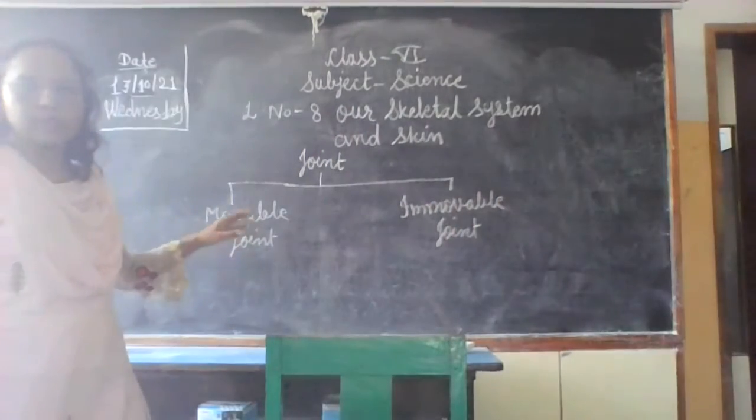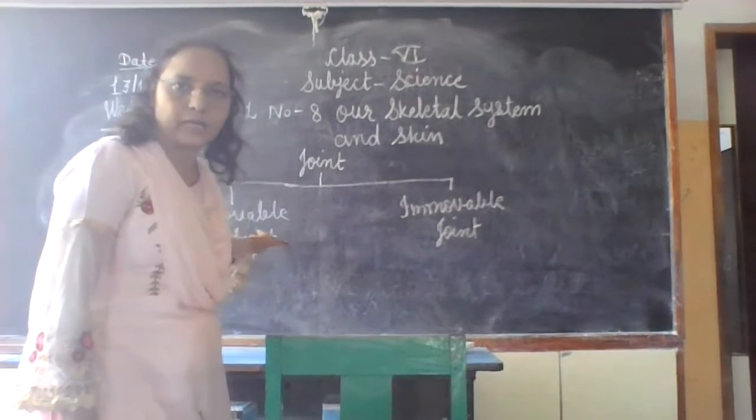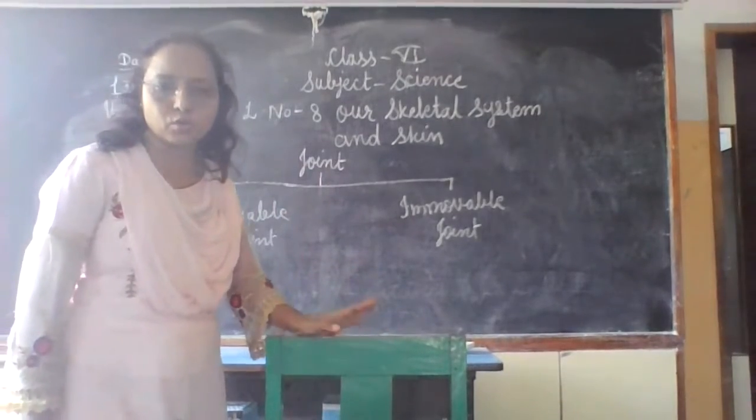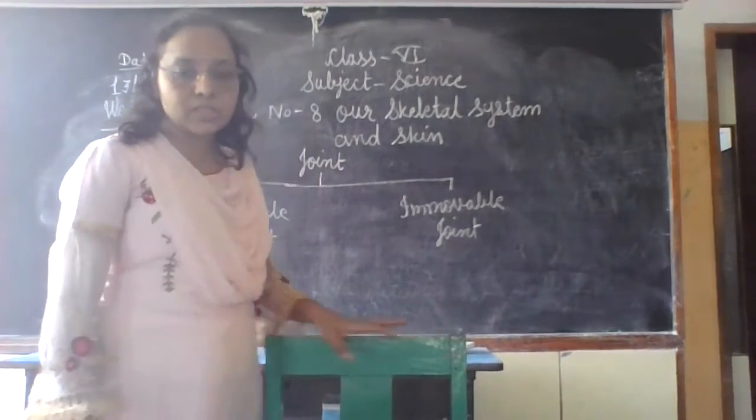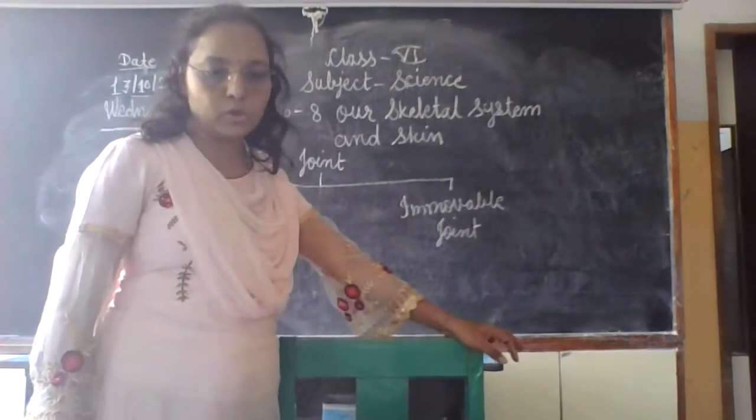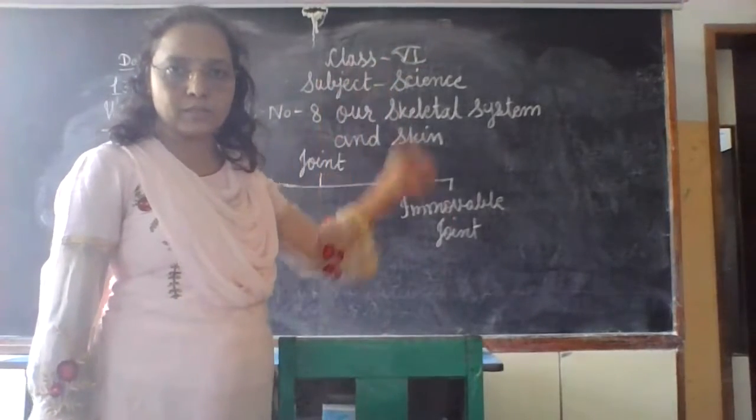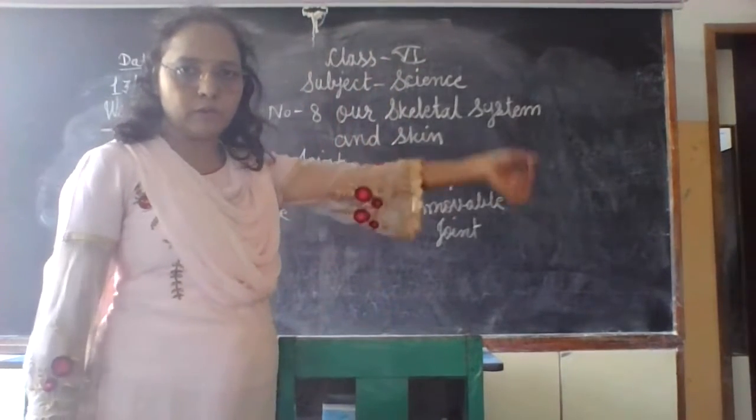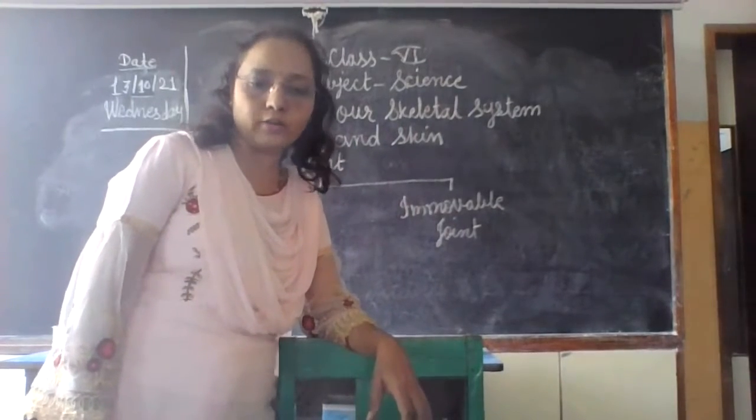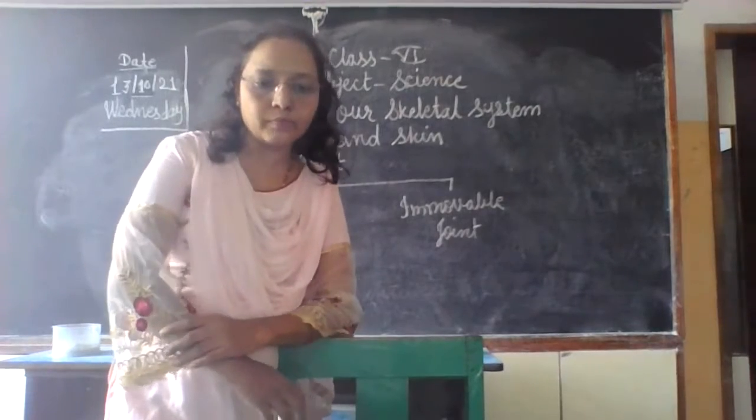Okay, movable means it shows movement. The joint which shows movement is a movable joint, and immovable joint means the joint which does not show movement. Bones that can move come in a movable joint, for example bones of the arms and legs. So we can move our arm in all directions. We can move here, so that is a movable joint. And the joint which does not show any movement comes in an immovable joint.